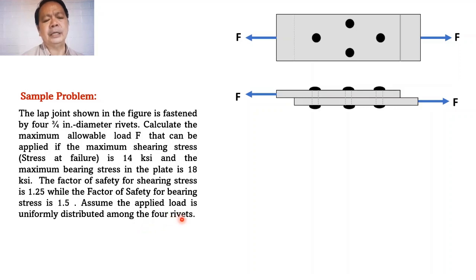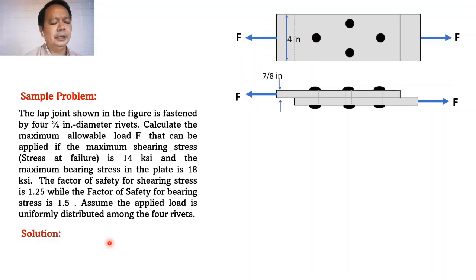So I would like to explain the use of the factor of safety here. Although we are given the magnitude of the stress at failure, we will not be using that in the computation for the magnitude of F, but rather we shall be reducing it because there is a factor of safety. Only the magnitude when the factor of safety is applied shall be used in the computation of F.